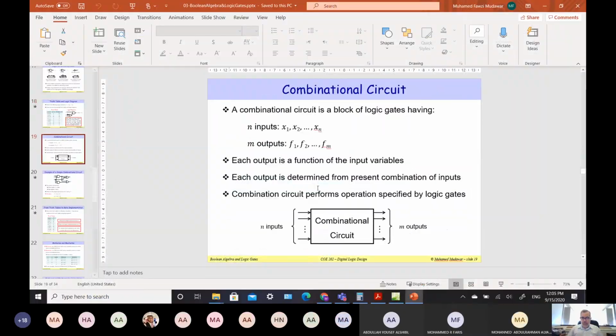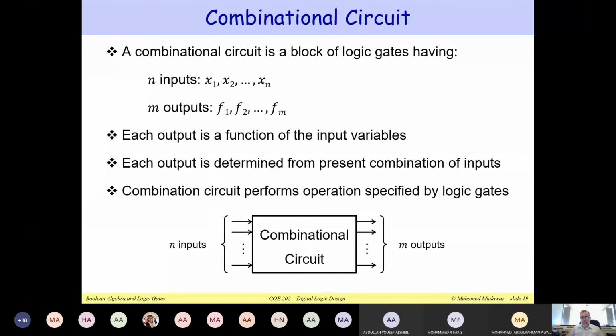So today I would like to talk about combinational circuits. A combinational circuit is defined as a block of logic gates. It has n inputs, labeled x1, x2 up to x sub n. You can give them whatever names. And it has m outputs. Each output is a function of the input variables. I call them f1, f2 up to f sub m. We can also give them different names. So in general, we have n inputs and m outputs.